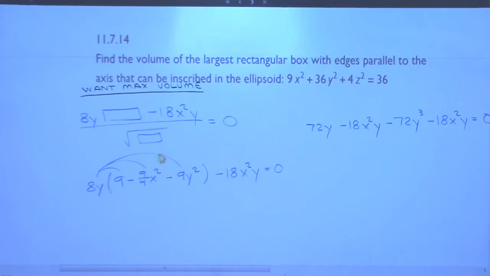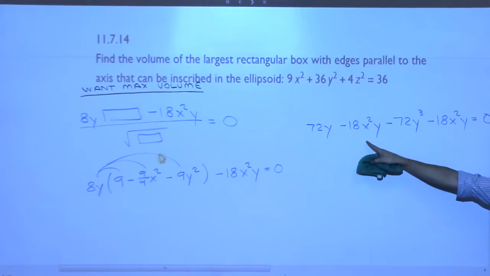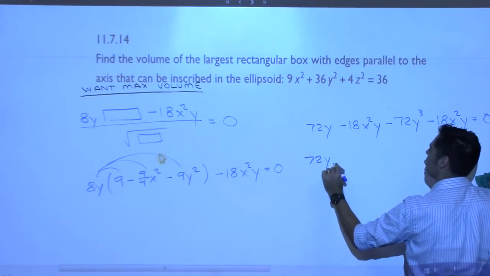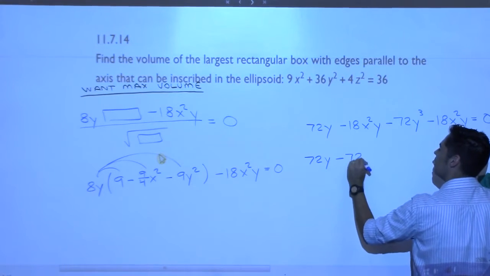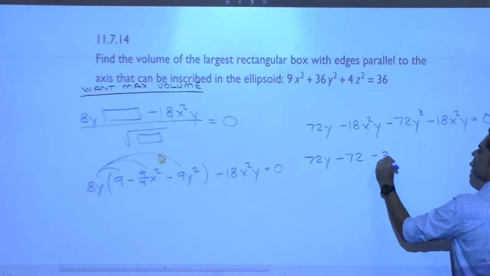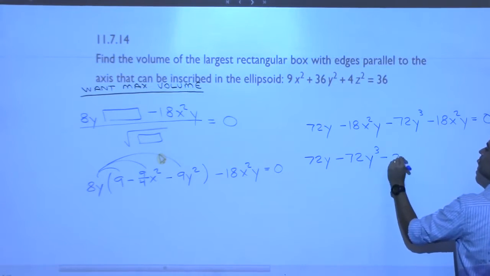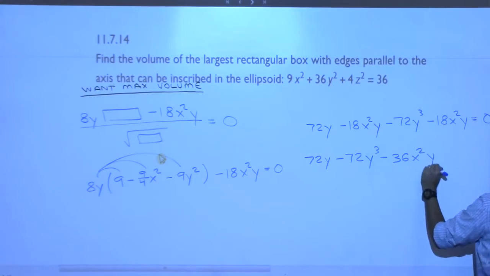Any like terms there? These are like terms, right? 72, yes, algebra. Here we are. Hello, haven't seen you in a while. 30, I guess I should write the variable there. Minus 36x squared y equals 0.